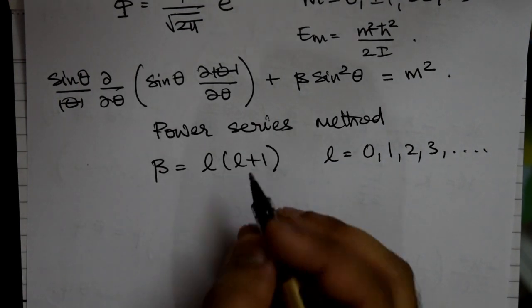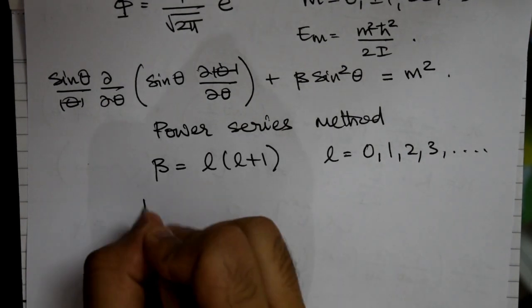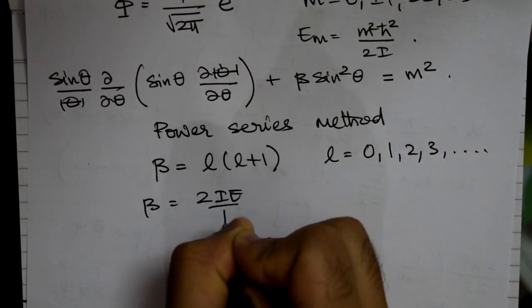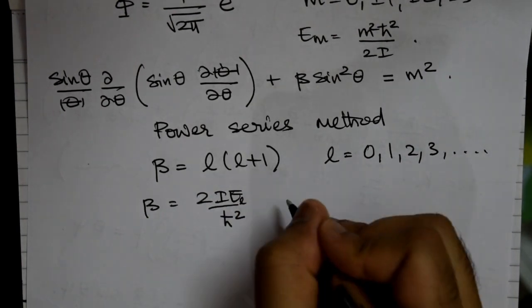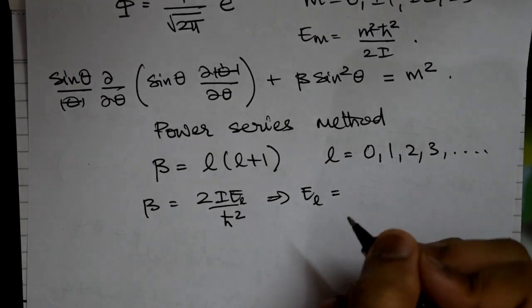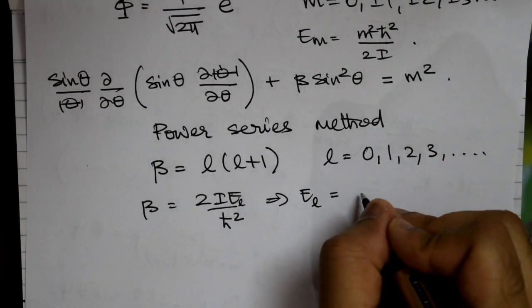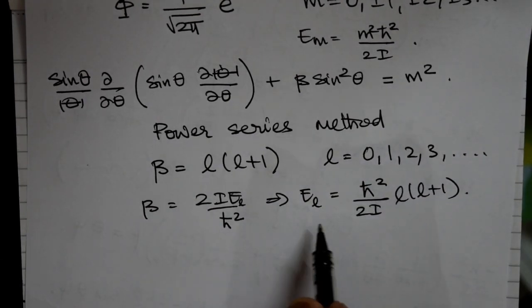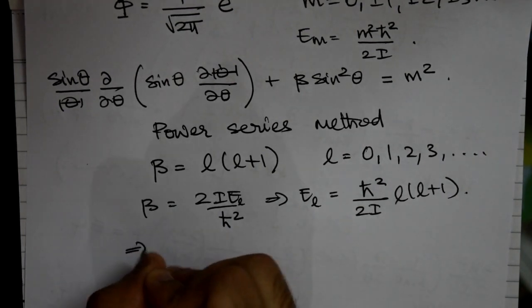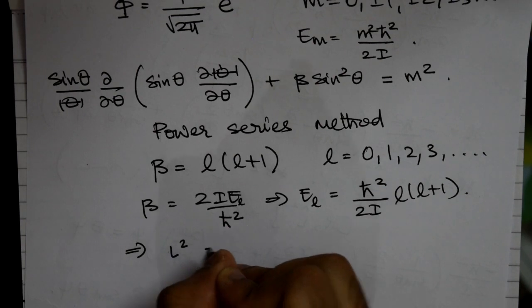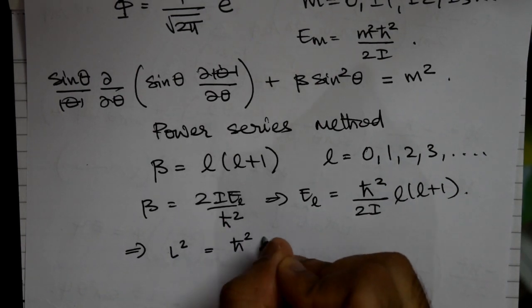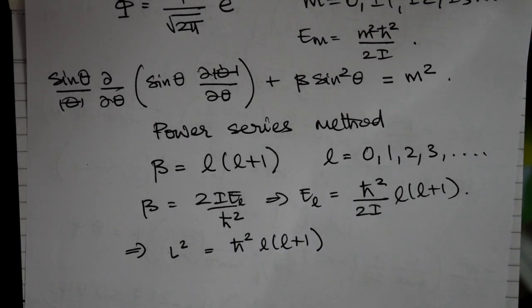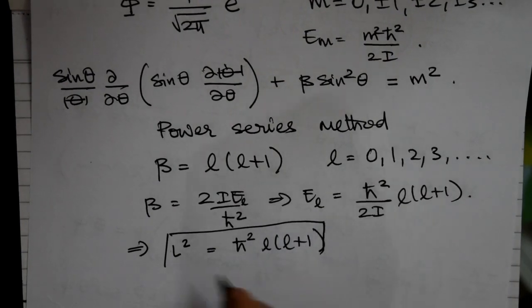Having done this, immediately one understands we had also set beta equal to 2IE by h cross square. I'll put a little L here. This implies the energy level for the given quantum number L will be h cross square by 2I times L into L plus 1. Remember, this is the energy that comes out. This is exactly how you get L square equal to h cross square L into L plus 1. We have been learning from our 11th standard that L is h cross times square root of L into L plus 1. This is essentially how you end up getting this important identity.